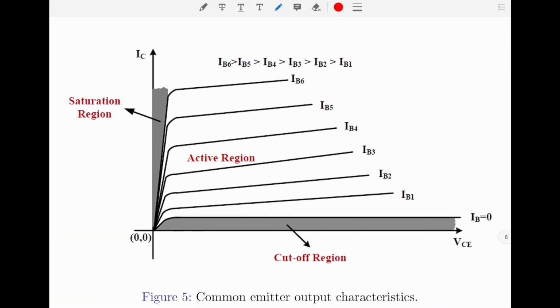Coming to the characteristic curve itself, please note, currently the base current is 0. The curve for the collector current for the condition when IB equals 0 represents the cutoff region. The region of the characteristic curve for the collector current line for IB equals 0 is called the cutoff region of operation. It should be noted that in this region of operation, the transistor is effectively in off state.